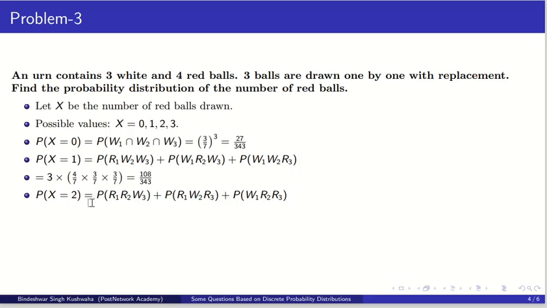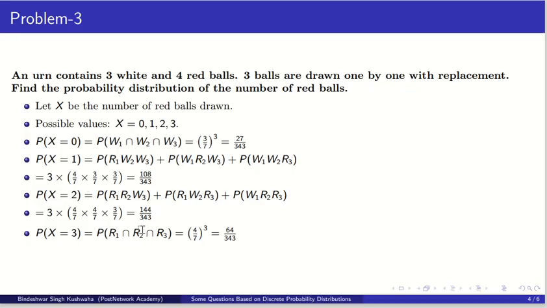Now when X is equal to 2, the red balls may be at the first and second positions, first and third, or second and third, and thereafter we will have a probability like this one, 144 upon 343. When X is equal to 3, there are only red balls and no white balls, so 64 upon 343.